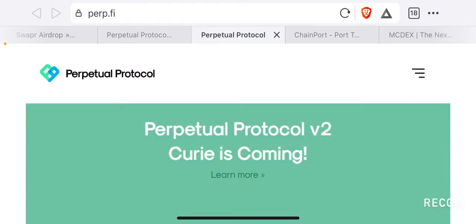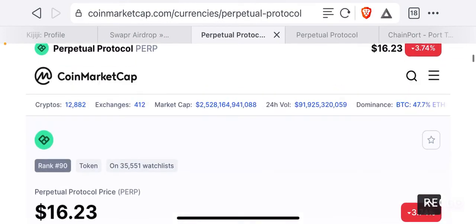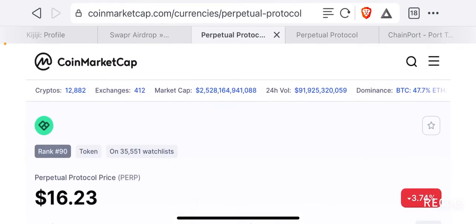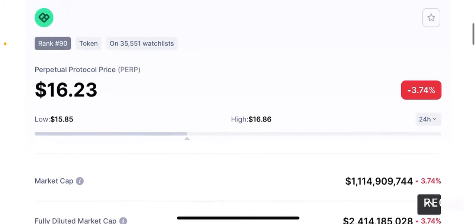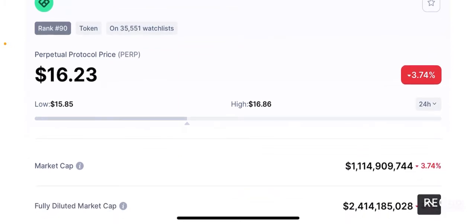So going back to the CoinMarketCap page for Perpetual Protocol, this token is currently ranked 90th by market cap, and it's currently trading at $16.23 at the time I'm making this video, with a 3.75 or 3.74% decrease in the past 24 hours. So it seems like this token is kind of dumping despite a Coinbase listing.